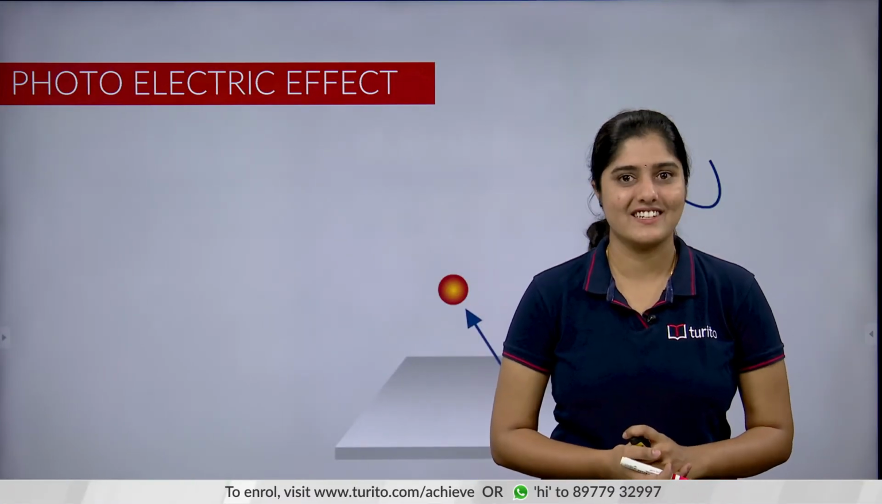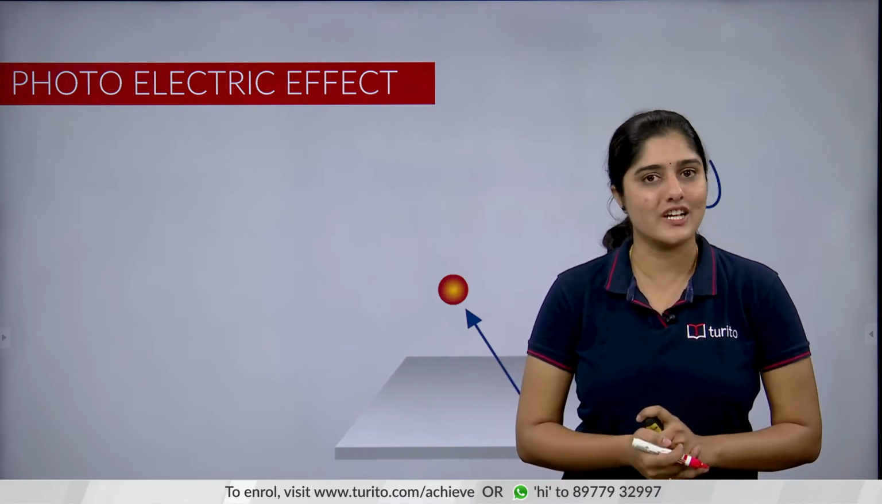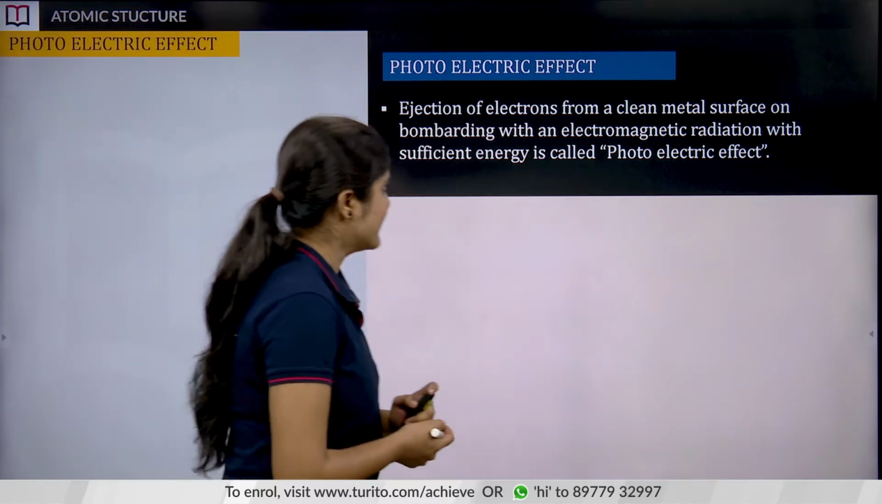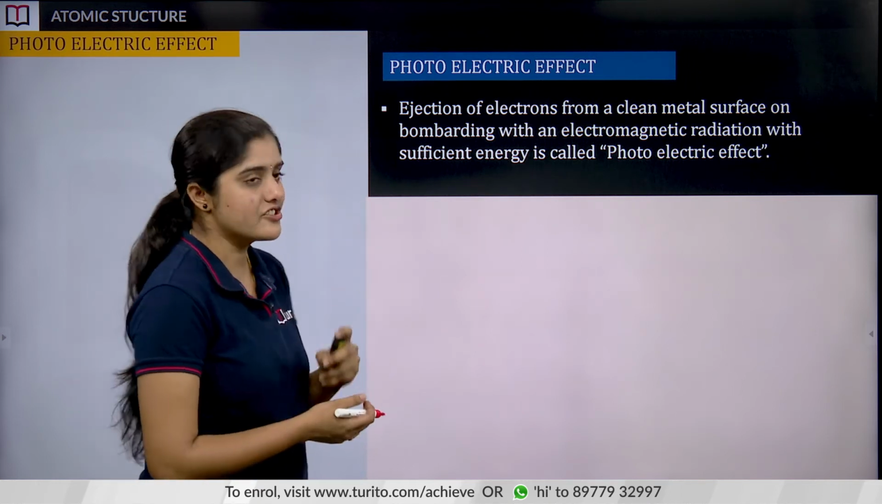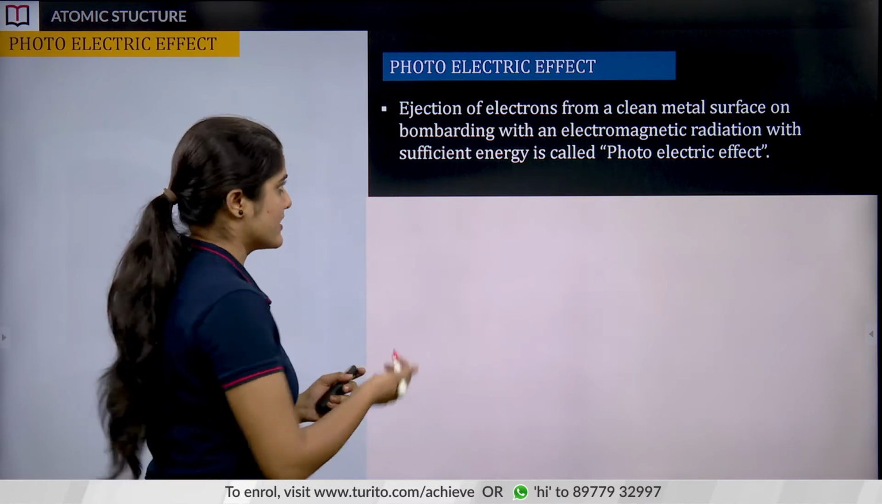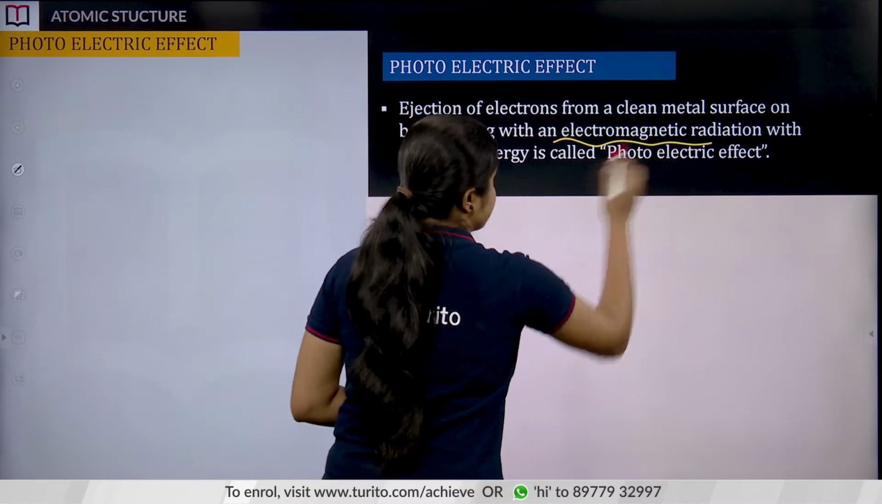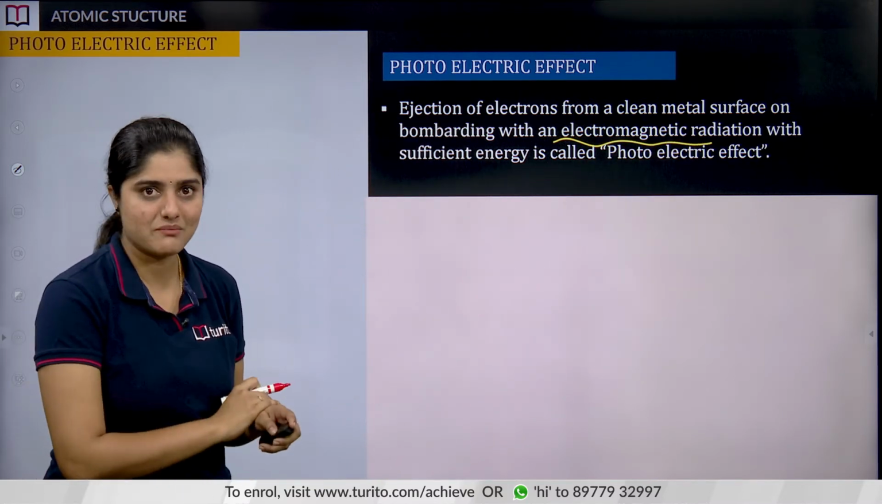Hello everyone. Today we're going to talk about this concept called photoelectric effect. So first of all, let's see what exactly is photoelectric effect. It's the ejection of electrons from a metal surface on bombarding with an electromagnetic radiation with a significant energy. What exactly does that mean?